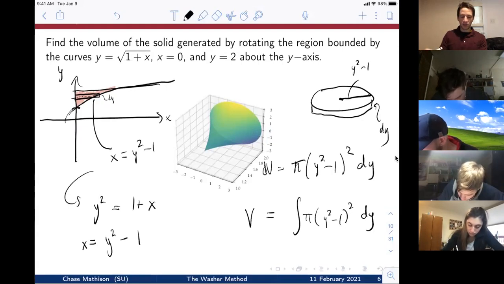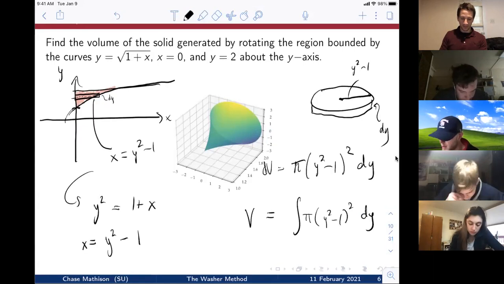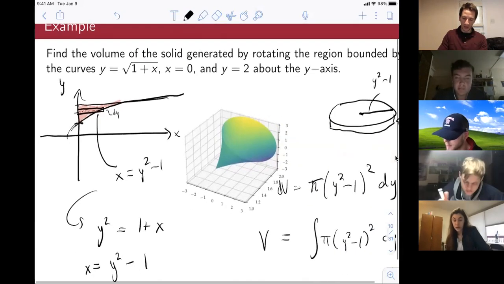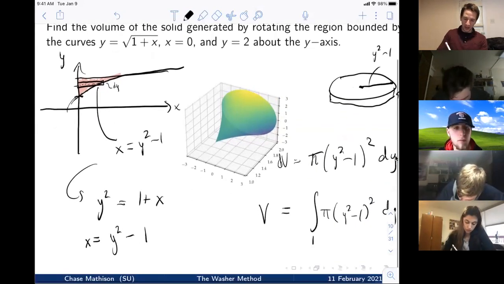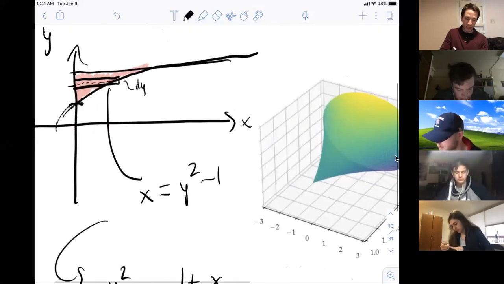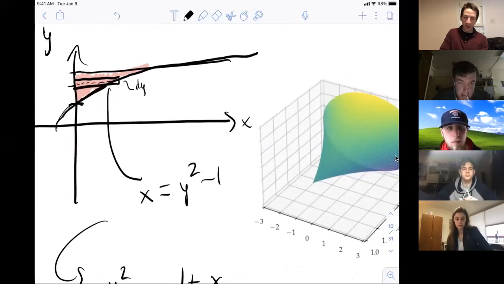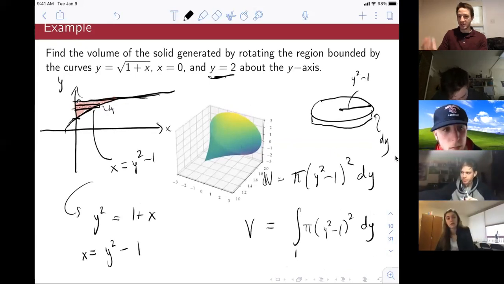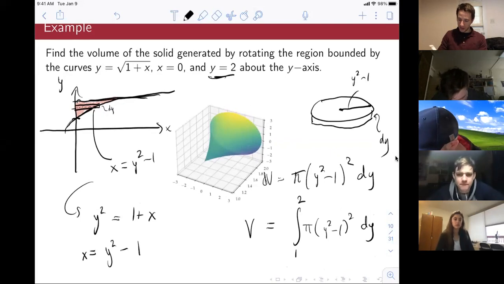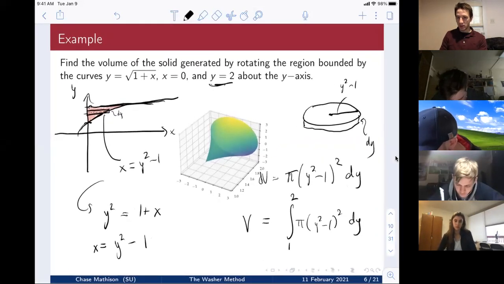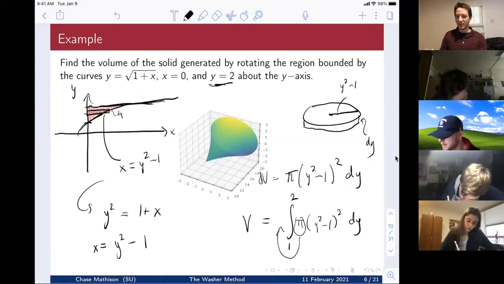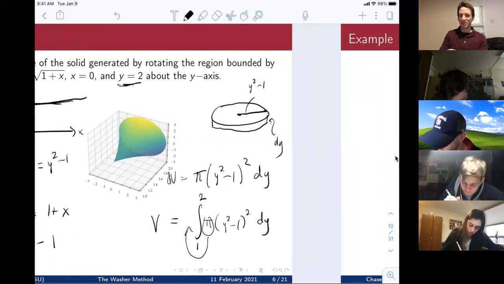Now, I need to know, what does y range between? What are the possible values that y could take on? 1 to 2. Very good. 1, because when x is 0, that's the intersection of this curve with x equals 0. And then 2, because that's just this horizontal line that defines the top of the region. So 1 to 2. And then the pi can always be pulled out in front. That's always going to be my first step.